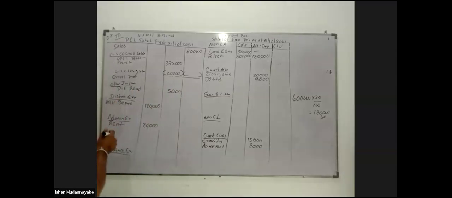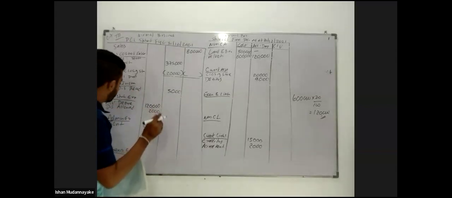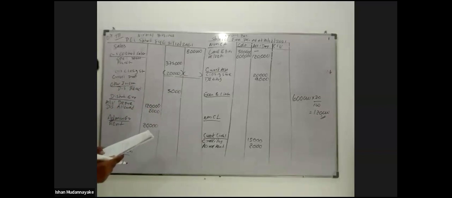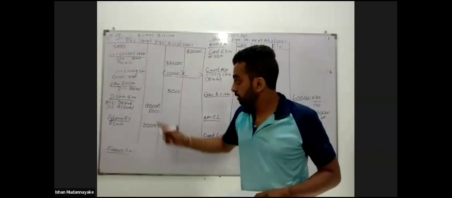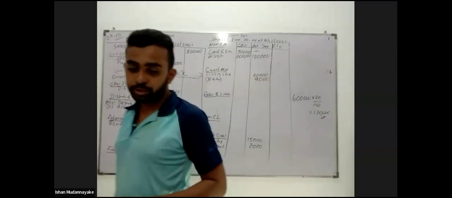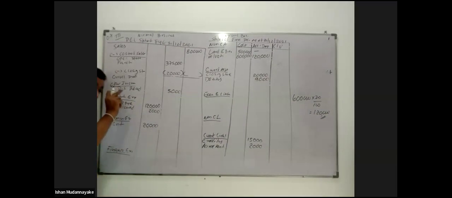Discount allowed 2,000, distribution expense. Salesperson salary should be recorded under distribution expense. Under distribution expense, we record selling and distribution expenses, sales related and distribution related expenses. Therefore, here salesperson salary 8,000, distribution expense.